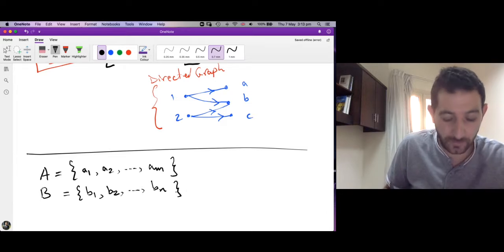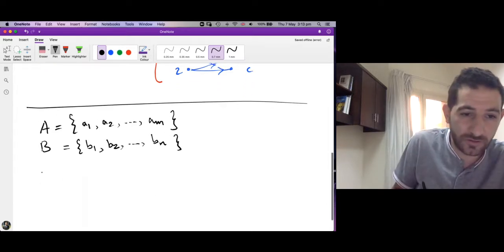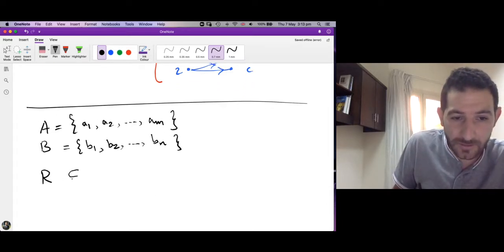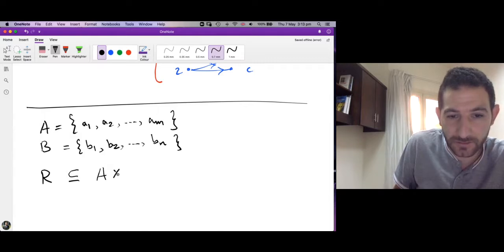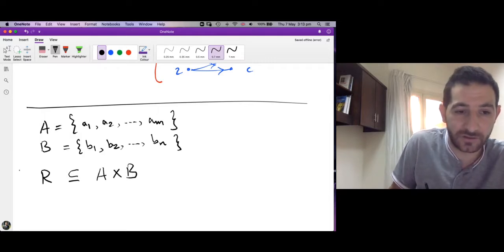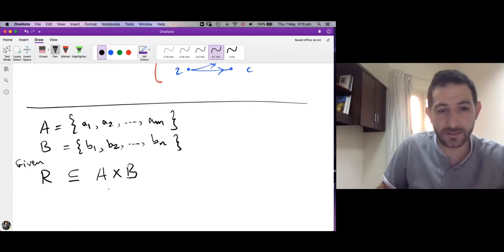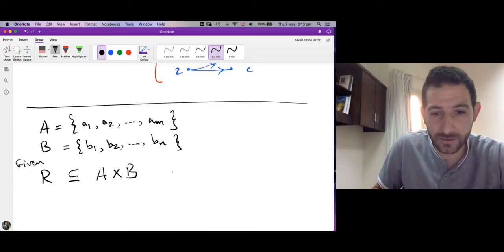So we start with two sets, and we also have a relation which is a subset of A cross B. We are given all of these. We are given a set A, a set B, and a relation. So R is a relation. It's a subset of A cross B.